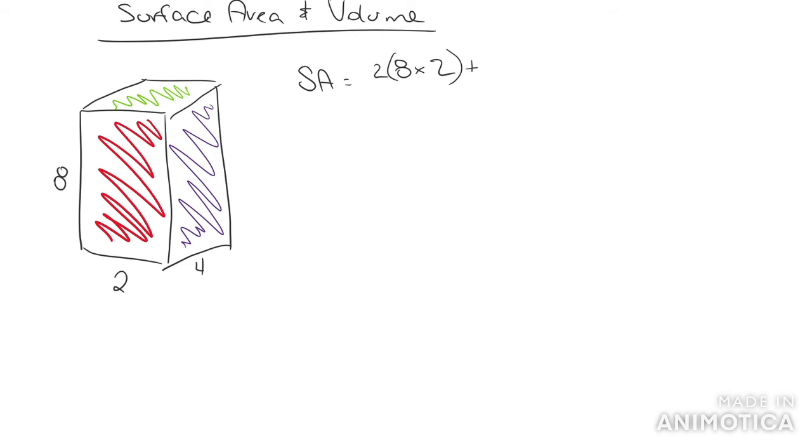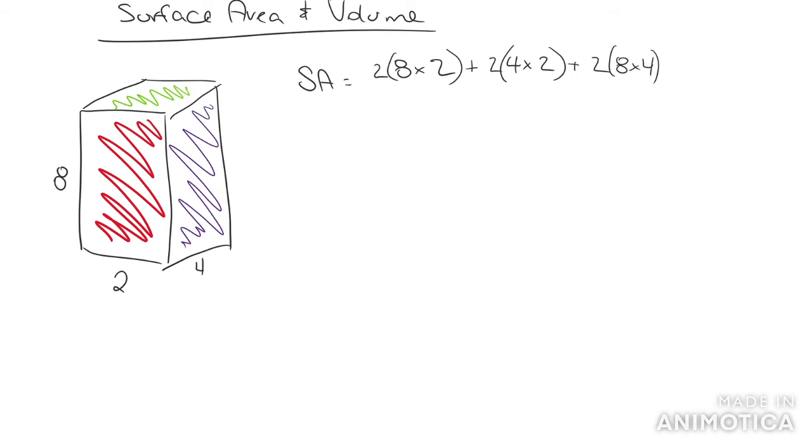Now we look at the top. That's going to be 4 by 2. And for every top, we have a bottom, so we multiply that by 2. And the last one is our side. And that's going to be 8 high and 4 across. And for every side, we have the other side, so it's going to be multiplied by 2.